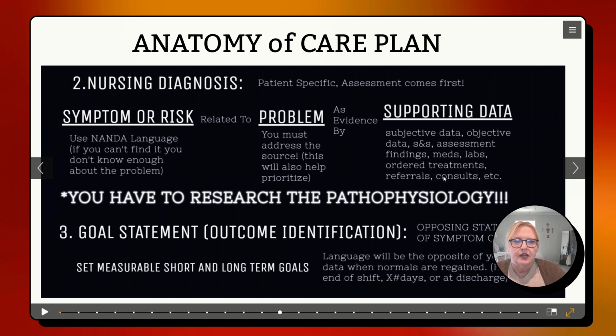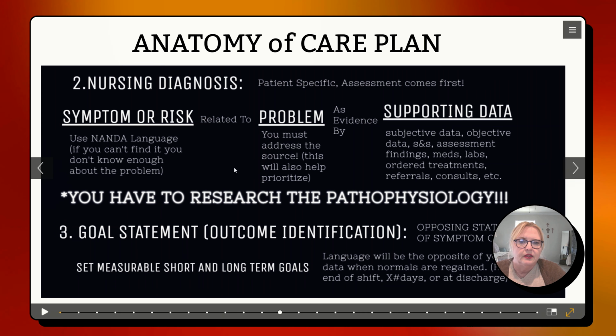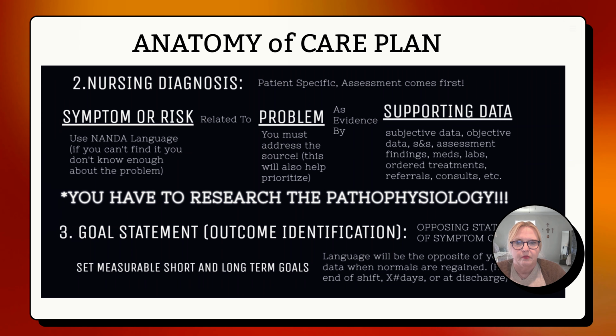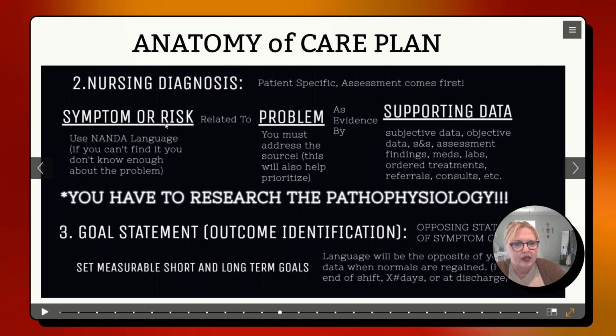So with a nursing diagnosis, it needs to be patient specific, and assessment will always come first. And so this is the nutshell of the anatomy of the care plan. We're always looking at a risk or a symptom management. What's it related to? So now you're looking at that big NANDA language, and what is the problem? So it's symptom or risk management related to one problem, evidenced by your supporting data.